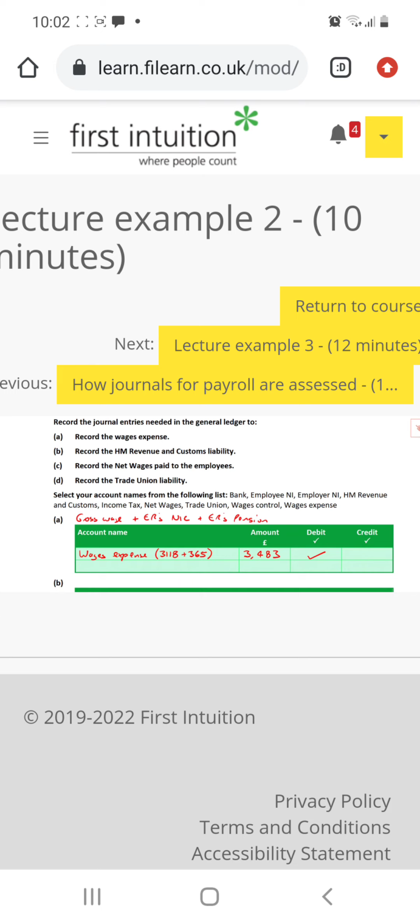So that's the bit I'm working out, that's what we need to do. The other side will just go to wages control. And because it's a journal, obviously it has to balance off. So it is 3483, and obviously that has to now go on the credit side. So that's what I would be doing there with part A, looking at my wages expense.